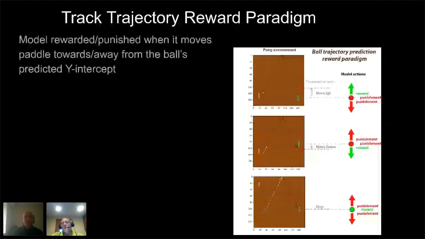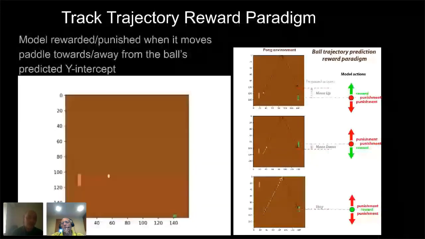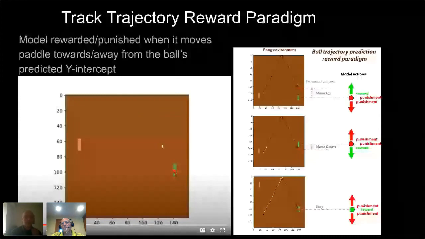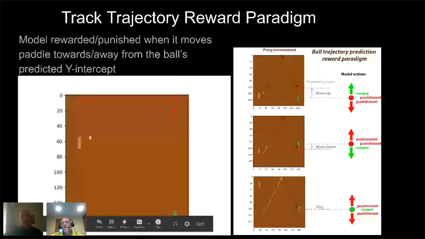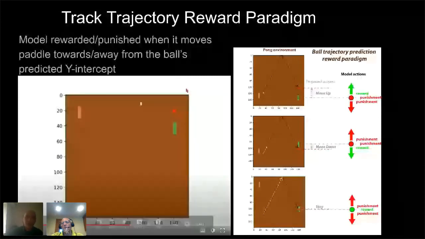So this shows the target trajectory reward paradigm. So this shows the ball going to the left. That's the AI player. And this red location here is where the ball will intercept on the right side. So we can train the model to move towards that location dynamically. And that will allow the learning to accelerate more quickly and to take less time to train the full model.